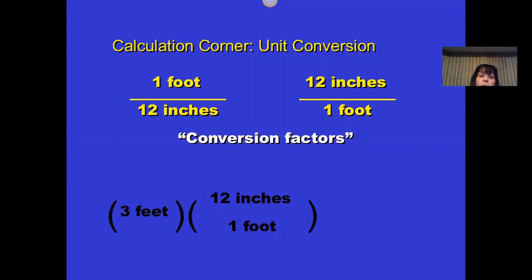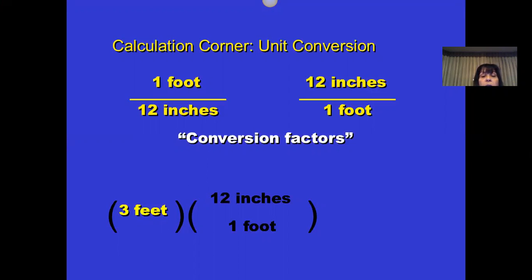We are allowed to multiply by this because 1 foot and 12 inches are equal, which means that both of those fractions are equal to 1, and as long as I'm multiplying something by 1, I will keep the thing the same. In this example, I will be canceling out the feet in the numerator, the 3 feet, with the 1 foot in the denominator, and that will leave you 3 times 12 inches, which will be 36 inches.